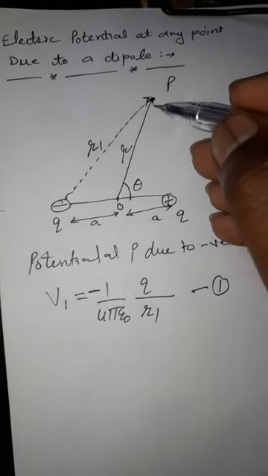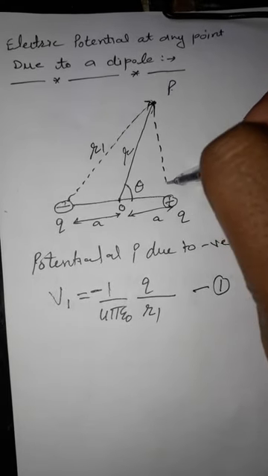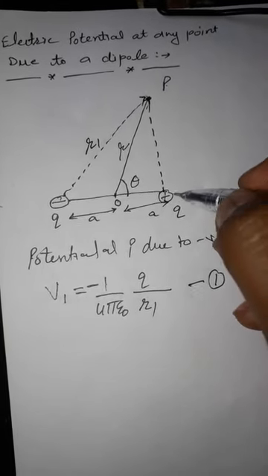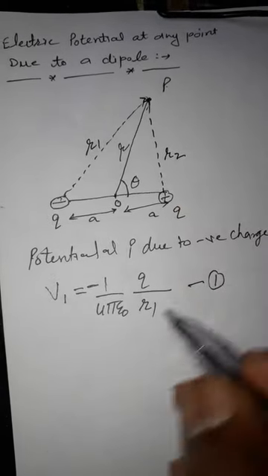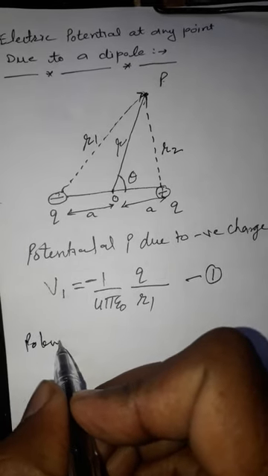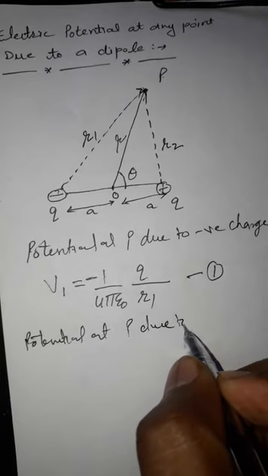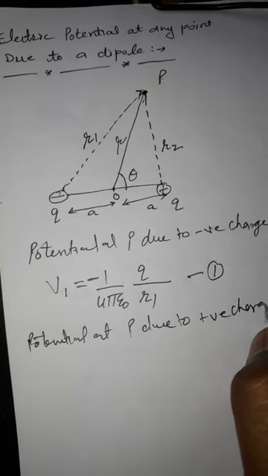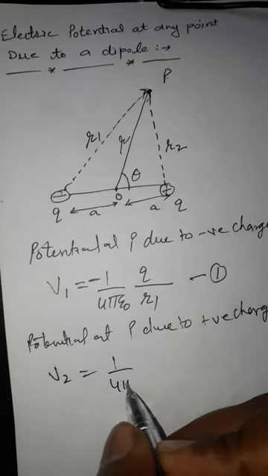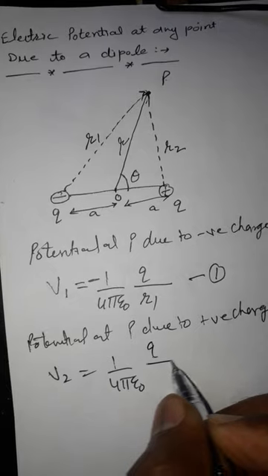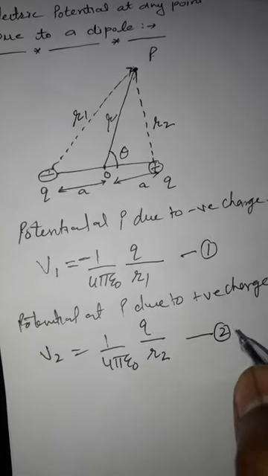Similarly, if we have to find the potential due to the positive charge, then say the distance between the charge and point P is r2. So the potential at P due to the positive charge is given by, say it is V2, 1 by 4 pi epsilon naught q upon r2, say it is equation second.